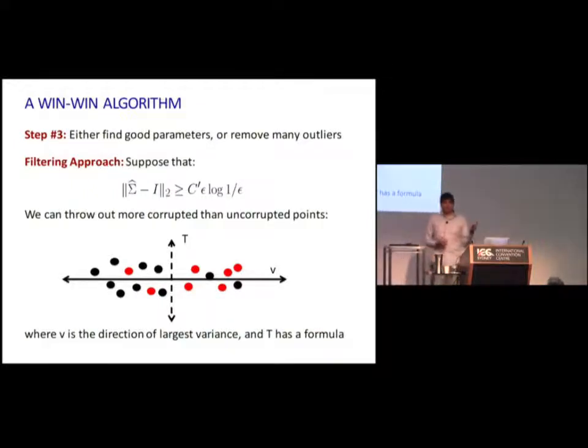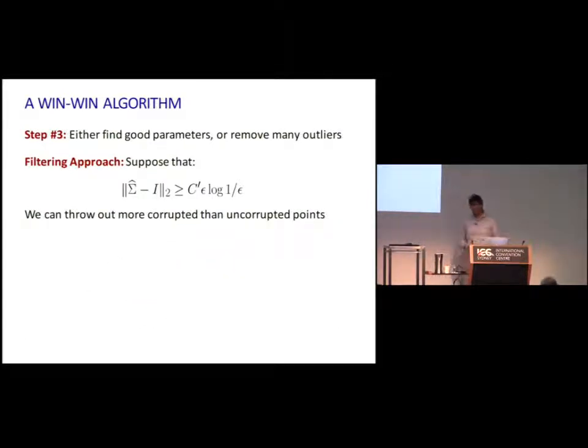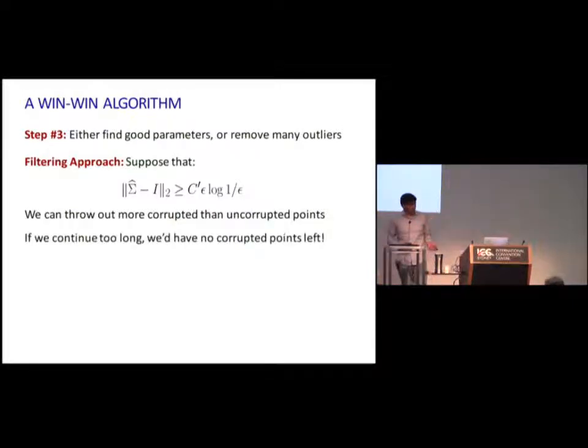So either the empirical mean was already a good estimator, it was certifiably good because of the second moment, or you're going to detect that your estimator was compromised, and you're going to find a direction in which the distribution looks different than it should have, and you're going to be able to throw out more bad points than good points and purify your sample. So that's the basic idea: when you look in that direction and throw out all the points above this threshold t, you're going to throw out more corrupted points than uncorrupted ones. So eventually, you're going to run out of corrupted points. And that's what I mean by a win-win algorithm.